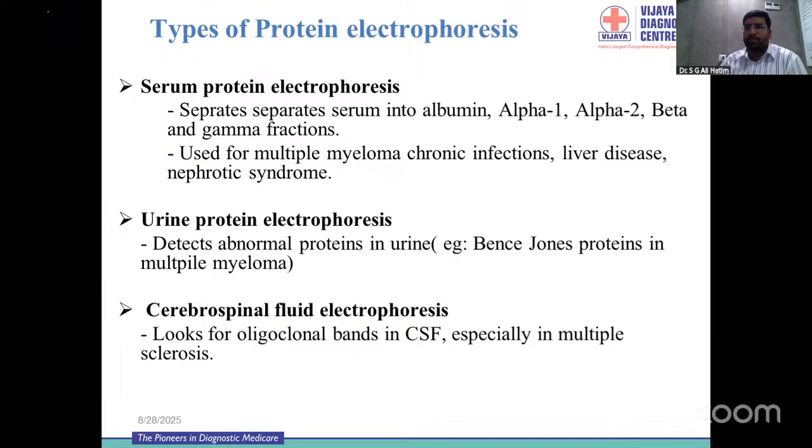We can do it in urine also, where we detect abnormal proteins in urine, like Bence-Jones proteins in multiple myeloma. In CSF, if you run a CSF sample, we see oligoclonal bands in CSF, especially in multiple sclerosis.